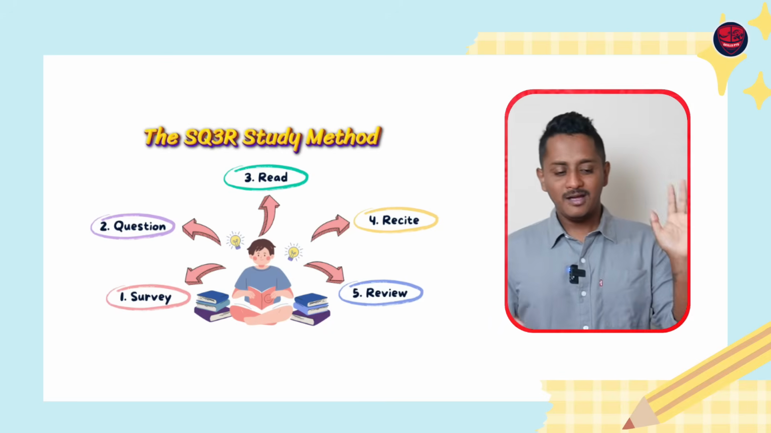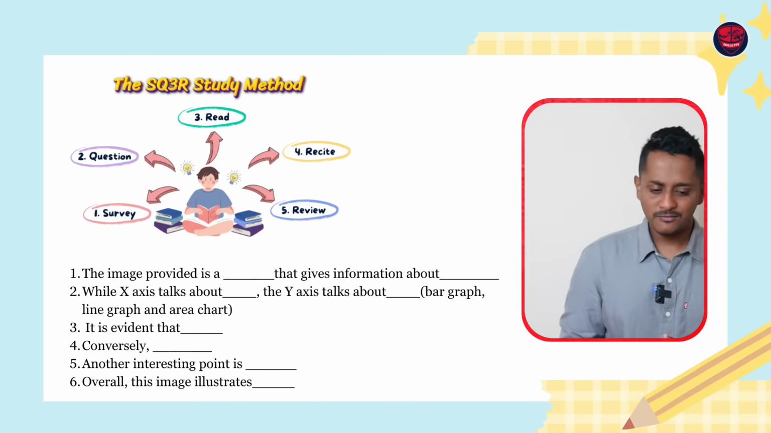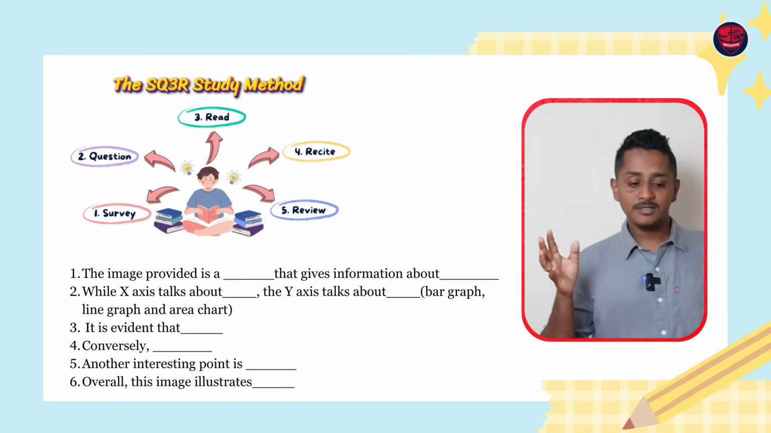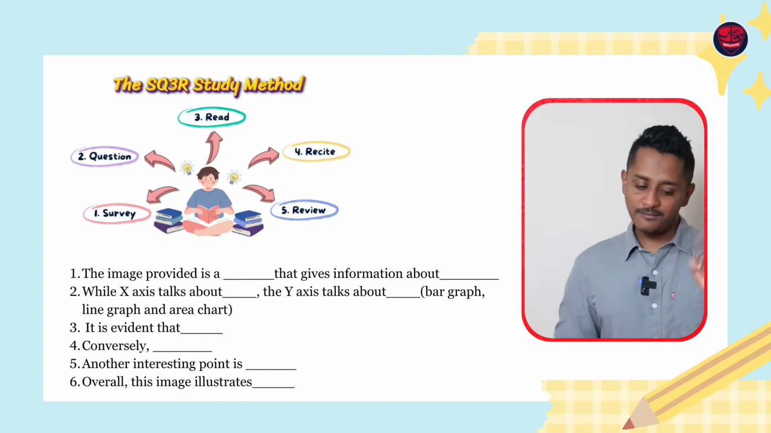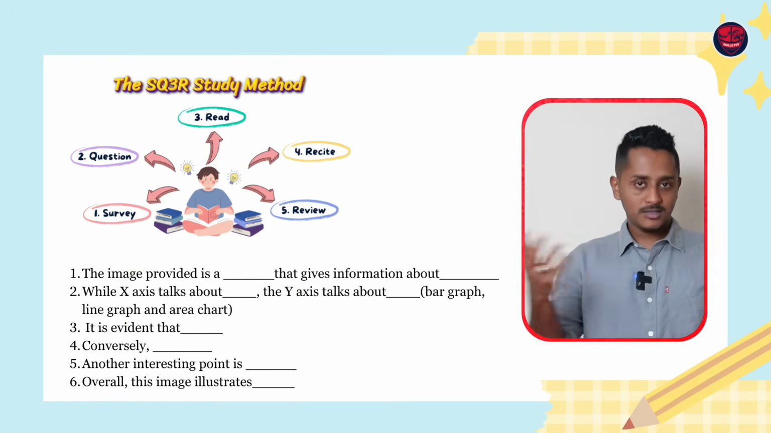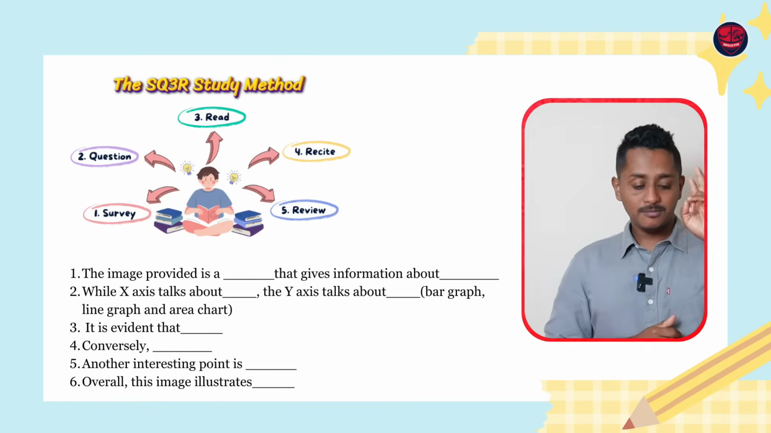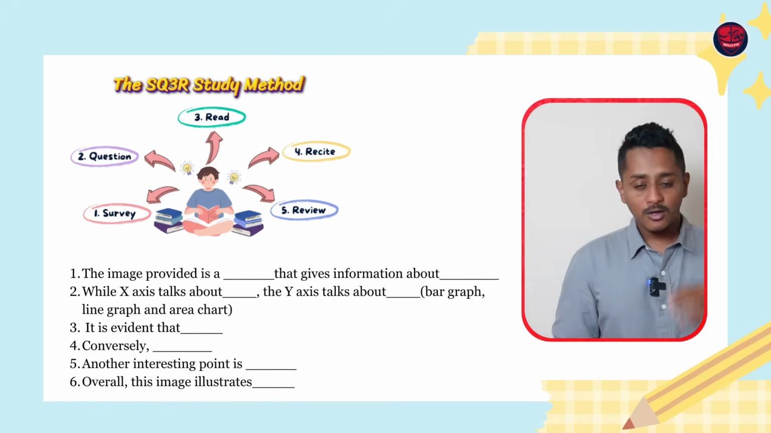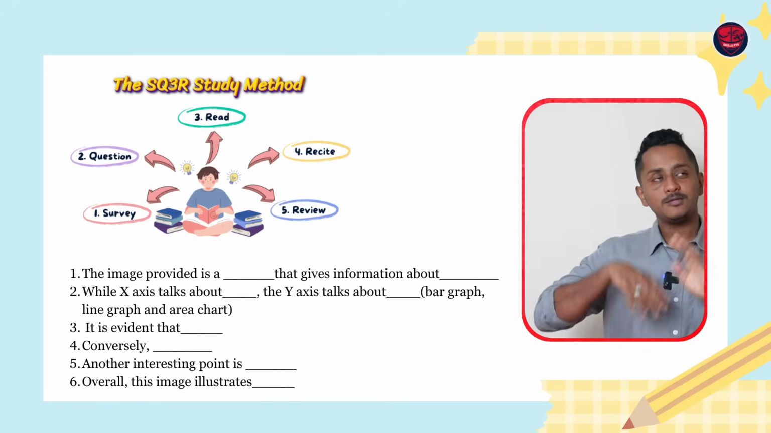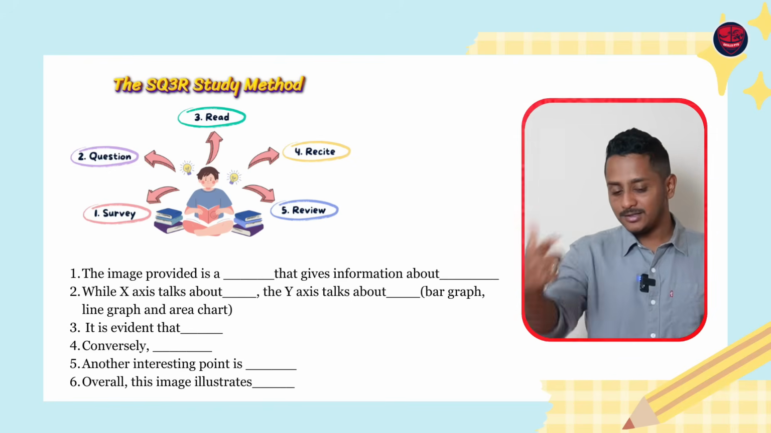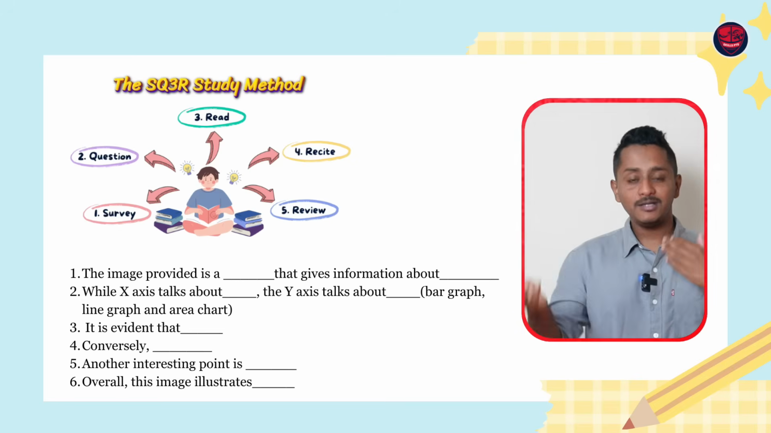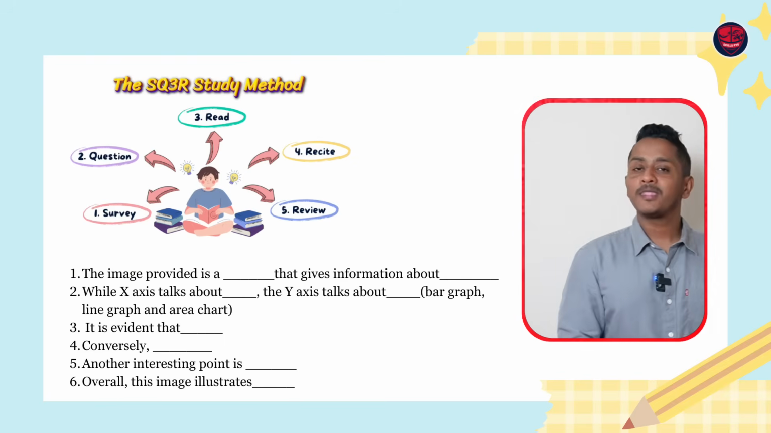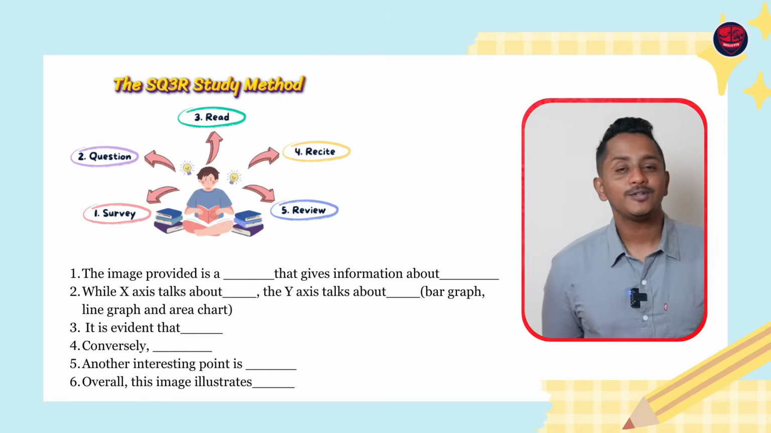I'll just start speaking. The image provided is a process that gives information about the SQ3R study method. The process has 5 steps. It is evident that the first step is the survey, where survey includes a person to understand what has to be studied. The second step is the question, where the person puts a lot of question. The third step goes for reading. Conversely, when the person reads, he understands a lot of things, but also he tends to forget. Another interesting point is the 4th step is to recite, wherein he revises, and the 5th step goes for review, where he asks a teacher to review. Overall, this image illustrates the SQ3R study method.